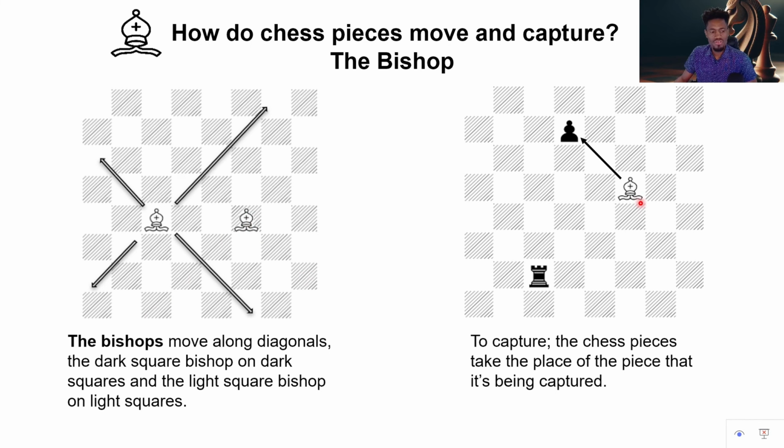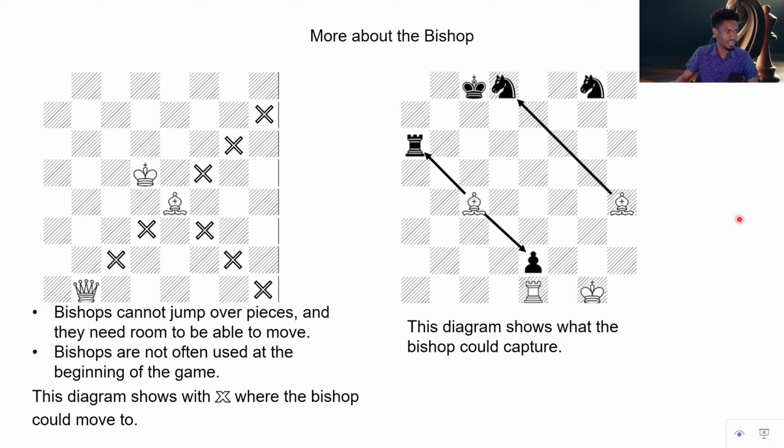This diagram on the right shows how the bishop captures. So the bishop could move from here in diagonal and capture the pawn. Now, let's see more examples. From here, we could see this bishop could move in diagonal and capture the knight. And we have this bishop here that could move in diagonal and capture this rook. Or it could move back and capture this pawn over here. So this shows how the bishop moves and how the bishop captures.